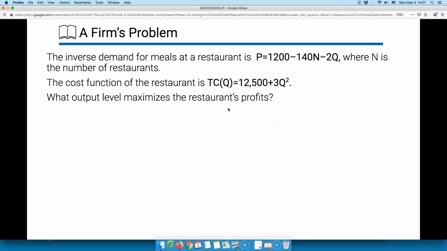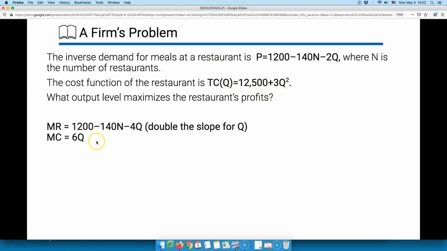But first things first, to maximize a restaurant's profits, we need to set marginal revenue equal to marginal costs. And so we can obtain marginal revenue from the inverse demand by doubling the slope. So it's going to be 1,200 minus 140n minus 4q rather than 2q in the inverse demand. For the marginal cost, we can just take the derivative of the total cost. So take the variable part, differentiate with respect to q, you'll get 6q. Set marginal revenue and marginal cost equal to each other, and solve the equation for q. And you can see that you'll get q equal to 120 minus 14n.